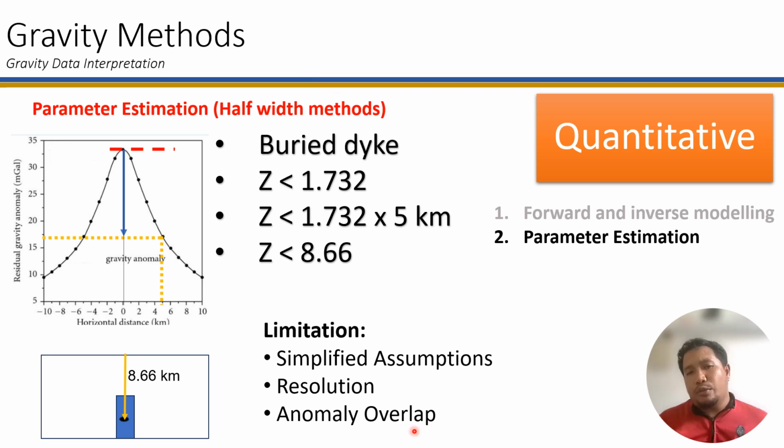And then we take a look at resolution. In terms of resolution, it provides an estimate of the depth of the body, but not its full shape or size, because we can only detect roughly the depth from the surface to the center of the body, not exactly the shape or geometry of the body. And lastly we have anomaly overlaps. In areas with multiple overlapping anomalies, identifying the half-width can be challenging, because the anomalies do not come from a single body, but from many stacked or numerous overlapping anomalies. So our estimation of the depth of the body might be wrong or inaccurate due to this overlapping problem.